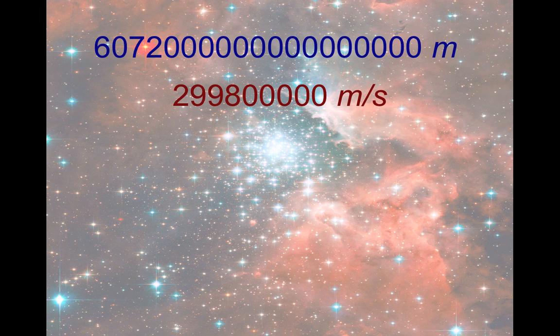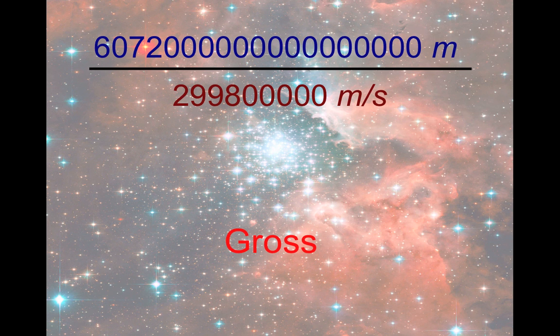If we were to divide these two numbers, distance divided by speed, it would give us time. It would tell us how many seconds it would take us to travel to Betelgeuse if we were moving at the speed of light. However, thinking about dividing these two numbers with all these digits by hand is kind of gross. So we're going to use scientific notation to abbreviate these numbers.